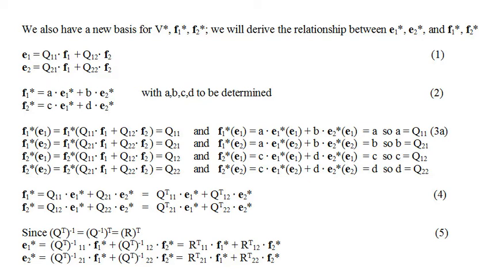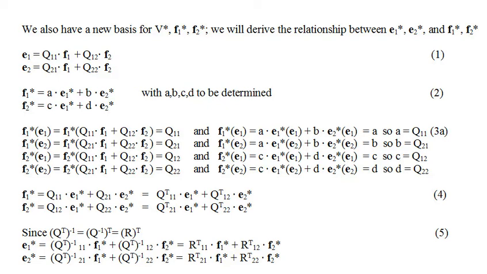Note that E1 star and E2 star are basis vectors for V star, and F1 star and F2 star are also basis vectors for V star. So what is the direct transformation matrix from the E star basis of V star to the F star basis? Let's see.